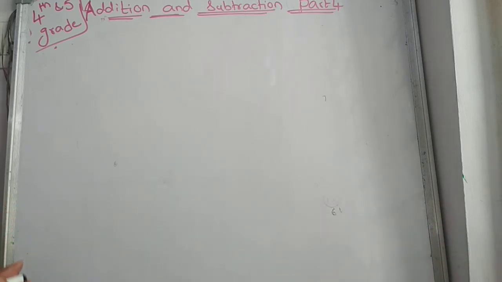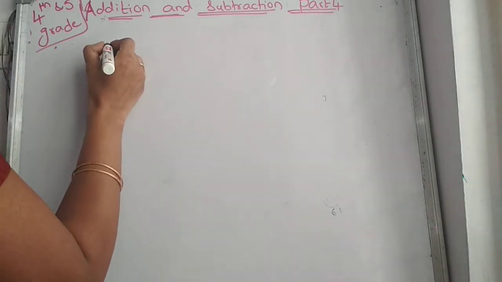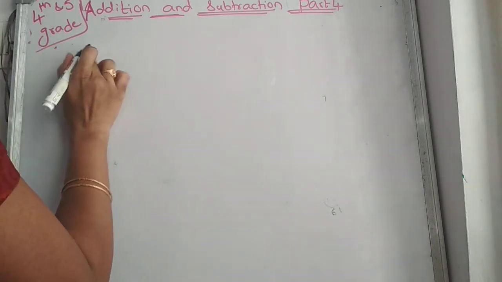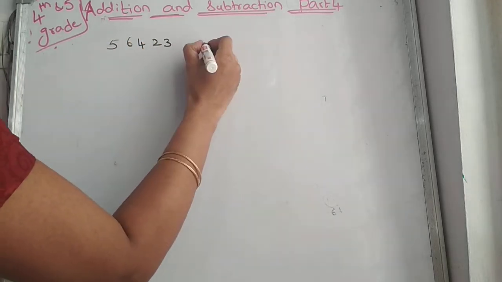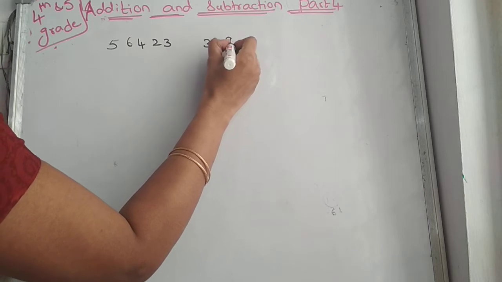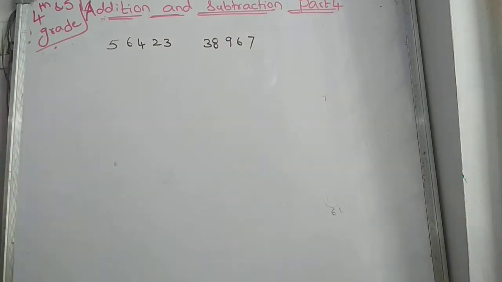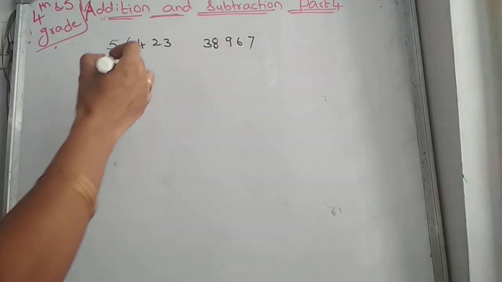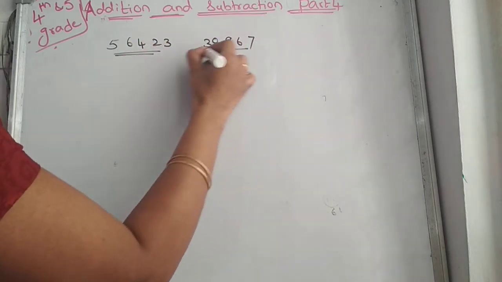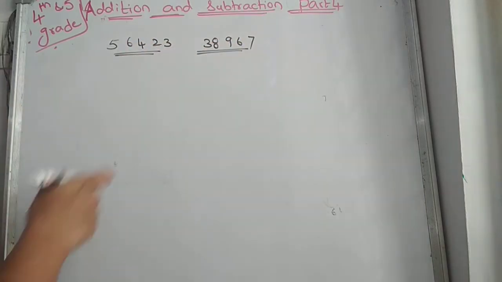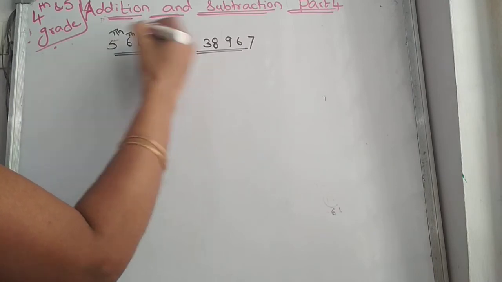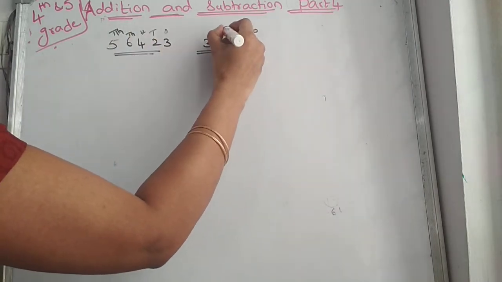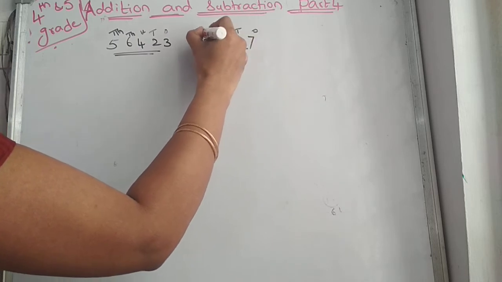See, next one. One more example. Suppose they are giving these two numbers: 56423 and 38967. See, observe here, this is also a 5-digit number, and this is also a 5-digit number. The places are ones, tens, hundreds, thousands, 10,000.